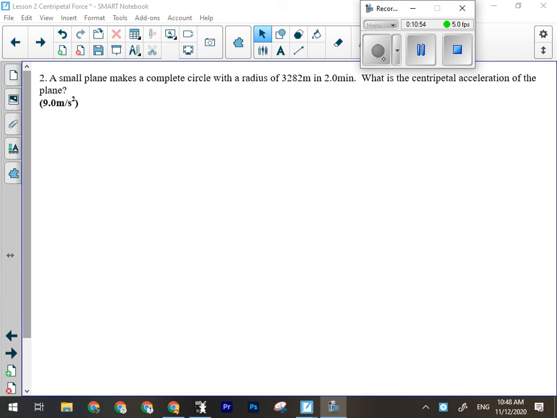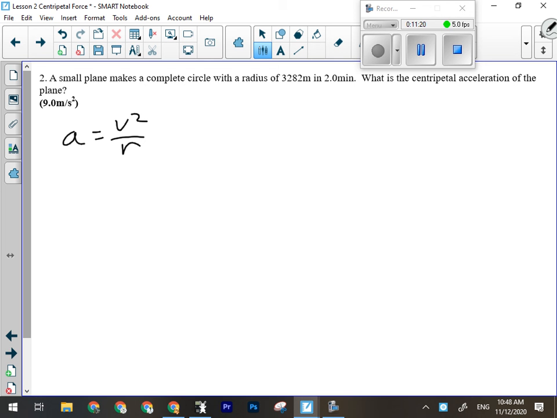So for question number 2 here, it's actually asking about centripetal acceleration, which is solved for using this formula here, v squared over r. But what I want to show you is something you're going to have to do in this unit later on, and that's substitution. You're going to have to be able to substitute a formula in for a variable in another formula before the end of the unit. So we're going to use this question to look at how we might do that.